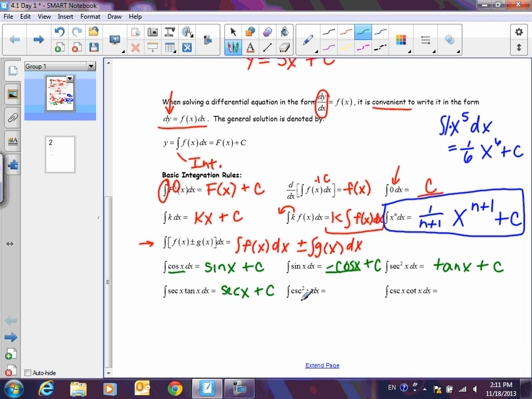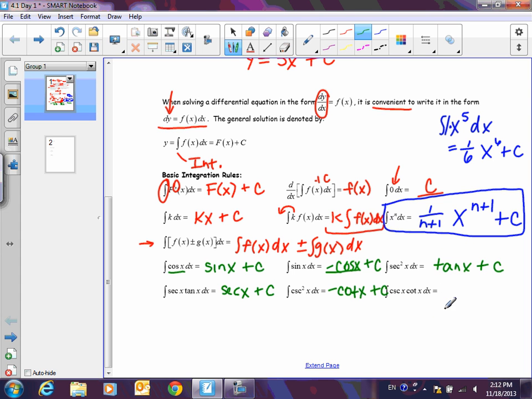All right, what do you think about cosecant squared? Negative cotangent. And why do we have to have the negative? Because the derivative of cotangent is negative cosecant squared x. Yeah, because if I take the derivative of cotangent, I get negative cosecant squared. And I want positive cosecant squared, so I have to put that negative in there.